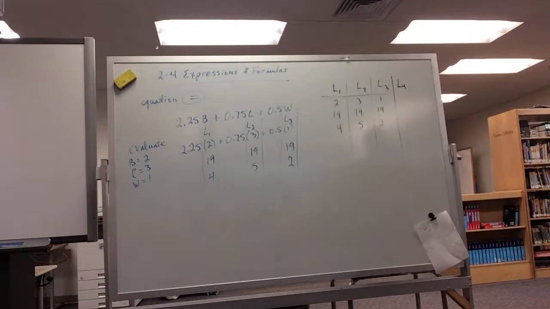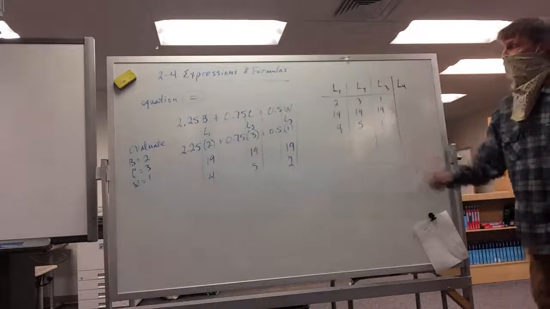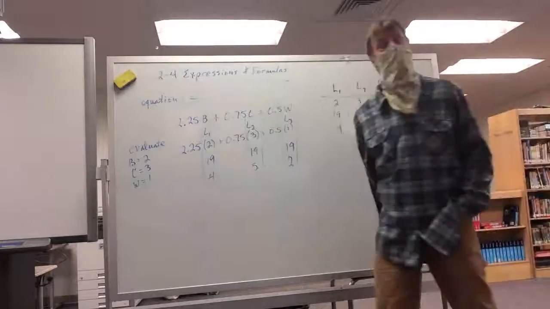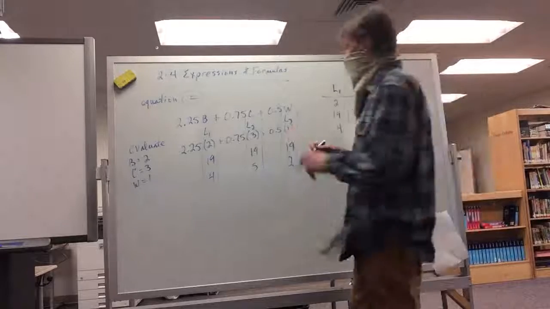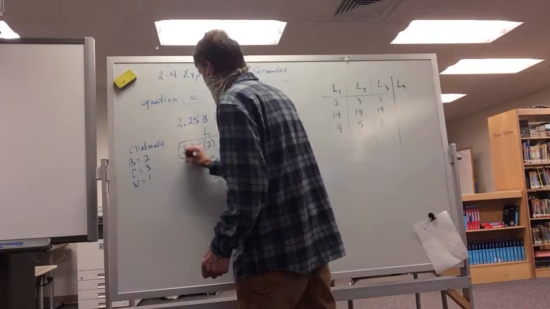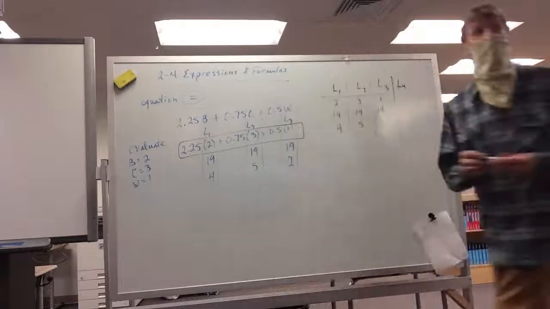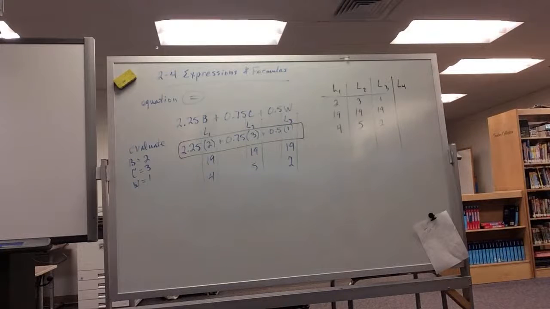Okay, so are we good to go? Okay, so here's what we're going to do. Now we're going to figure out what this all costs if these are the prices. So listen carefully. If you were doing this on paper, you would take 2.25 times 2 plus 0.75 times 3 plus 0.5 times 1. And you could do that on a calculator. Add them all up, and that's your total cost.